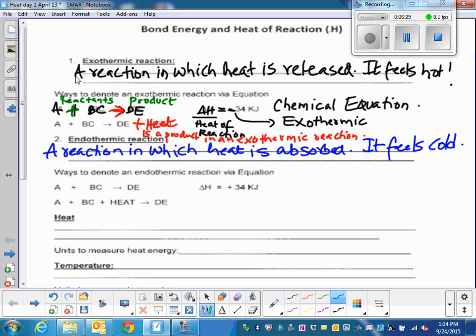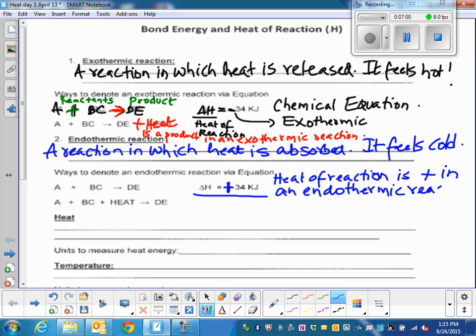All right? It feels cold. Now, do you see the delta H sign? What is before the number? Plus. So, if delta H is positive, heat of reaction is positive in an endothermic reaction. Is that right? Is heat a reactant or a product? Heat is a reactant. Heat is a reactant in an endothermic reaction.